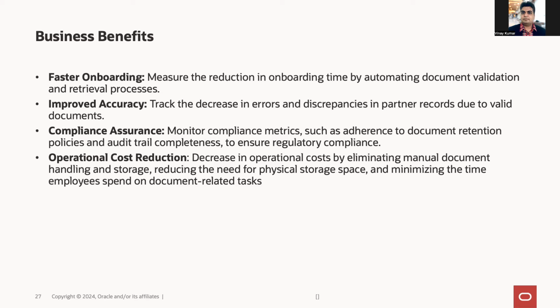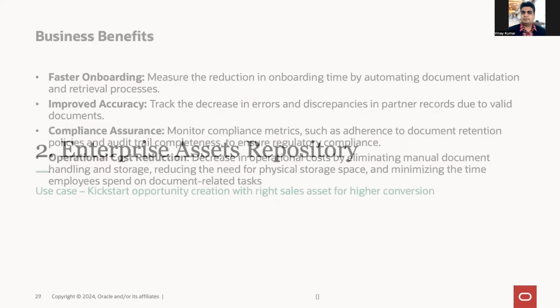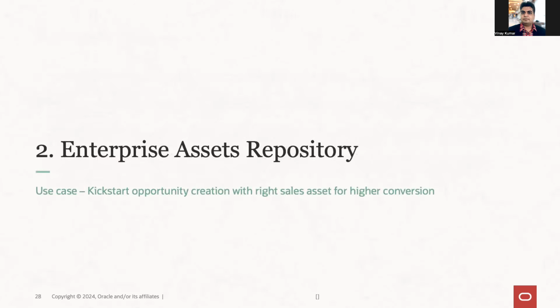So with this, I would move to the next major use case, which is an enterprise asset repository. So here we are going to talk about the assets, or the documents, which are reusable in nature, right? That's the reason we are calling them assets. In the previous use case, the document was specific to the transaction. So when I was onboarding a partner, all the documents only make sense in the context of that particular transaction, for that partner. But here we are talking about something which is common across the board, or more about reusable.